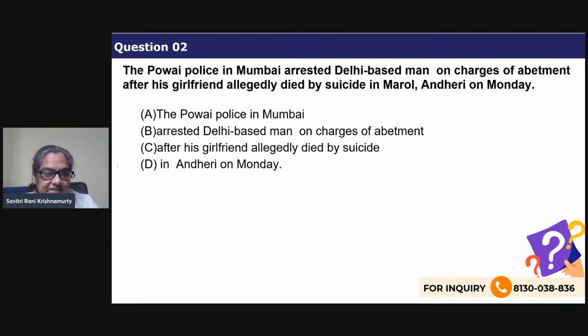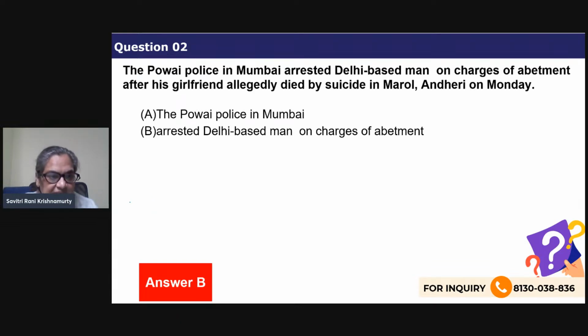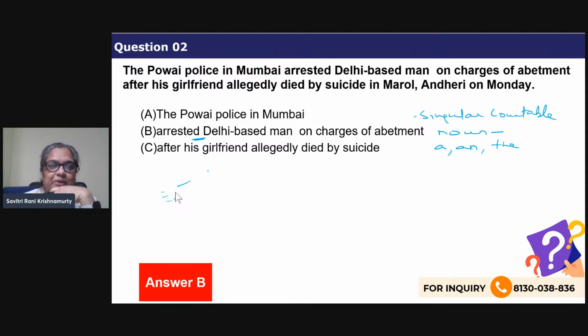Indeed, it is B. It cannot be just "Delhi-based"; it is "arrested a Delhi-based man." The rule is before any singular countable noun, that means a noun that can be expressed as a number, you have to use an article, either a, an, or the, depending on the context. Here, one person was arrested. So you'll say a Delhi-based man on charges of abetment after his girlfriend allegedly died by suicide.